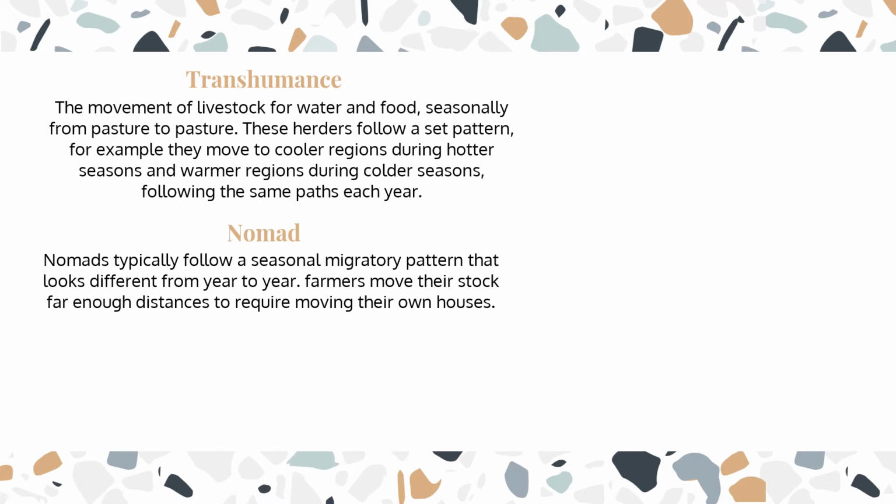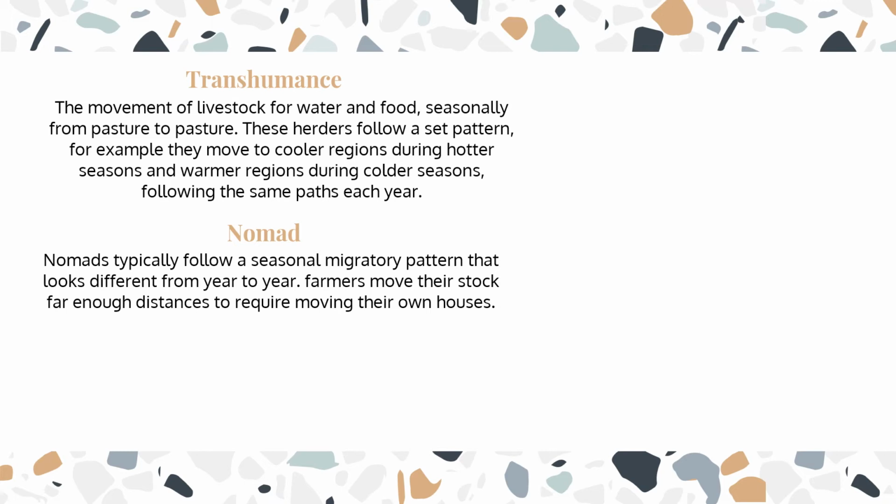So the movement of livestock for water and for food seasonally from pasture to pasture. These transhumance herders follow a set pattern. I'm going to let you know that that's a unique characteristic. While nomads move around, people who follow the transhumance lifestyle move around in a set pattern. They move to cooler regions during the hotter seasons and warmer regions during the colder seasons, and they follow these same paths every year. So if you write nothing, at least write they're predictable. It is the same path every year. They use the same pastures. It's a set pattern, set lifestyle.